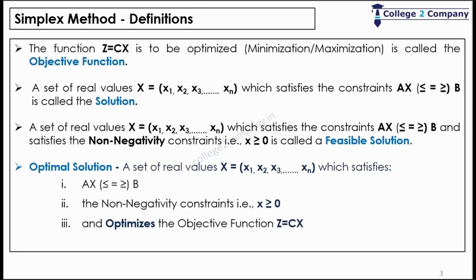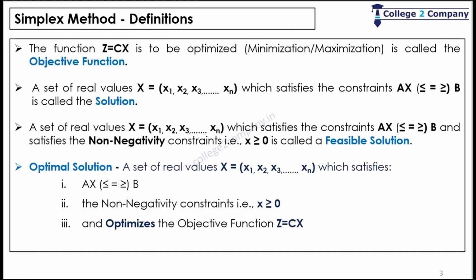And we have a set of real variables called x1, x2, x3 that depends on the number of variables that we have chosen for the linear programming. It should satisfy a constraint. That means we have LHS and RHS, and they can be expressed with a symbol, maybe less than or equal to or greater than or equal to. That means it can be an inequality or an equation. So the set of real values which satisfies the constraints ax less than or equal to b, or ax equal to b, or ax greater than or equal to b is called the solution. So we might get the solution whenever we have three types of constraints given to us.